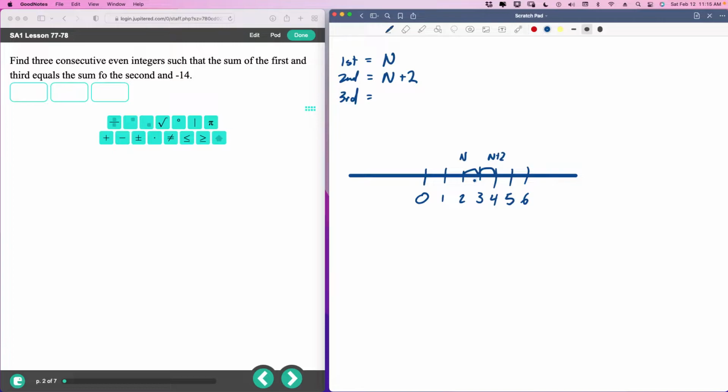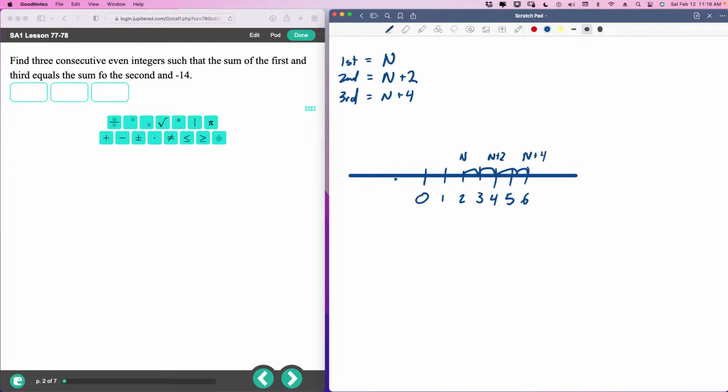Remember when we did consecutive integers, it was n plus 1 for the next one, and then plus 2 for the third one. Well, when we're doing even integers, we're skipping by 2's. So we skipped 2 to get to the 4. We skipped 2 again to get to the 6. That's the original n plus 1, 2, 3, 4. So that's how we set up our equation, n plus 2, n plus 4.